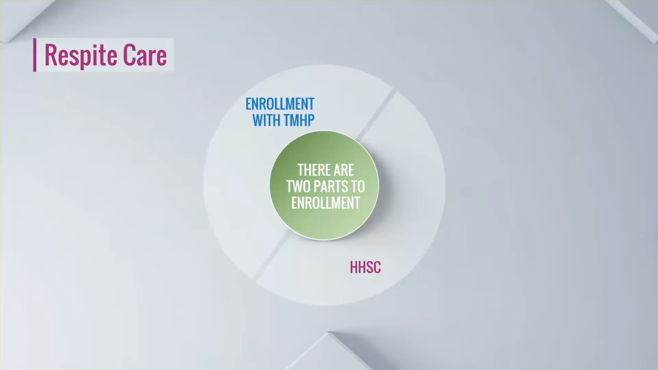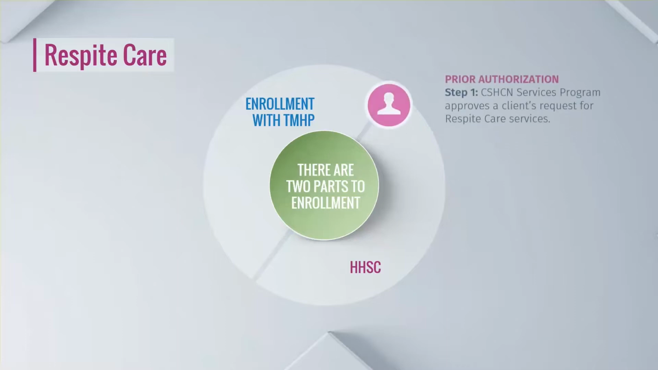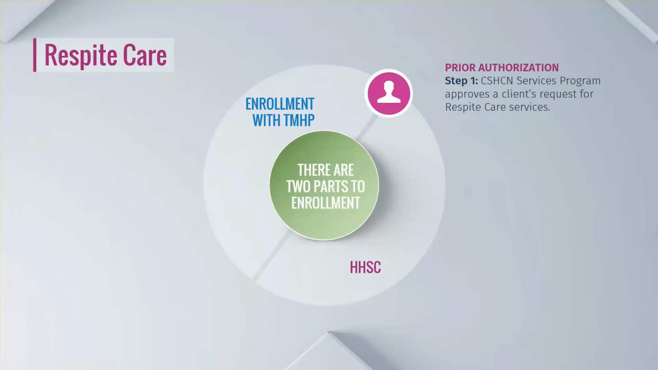Now, let's look at a high-level diagram that explains the enrollment process for each FSS provider type. First, we'll start with respite care. Step 1. All family support services must have prior authorization by the CSHCN Services Program.